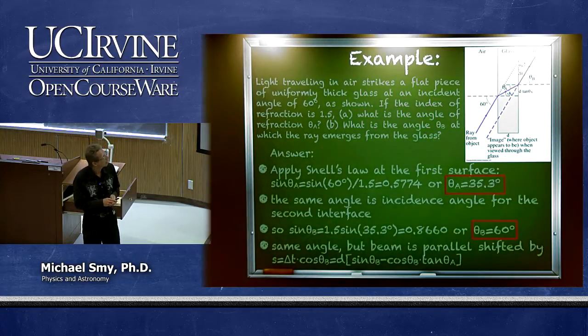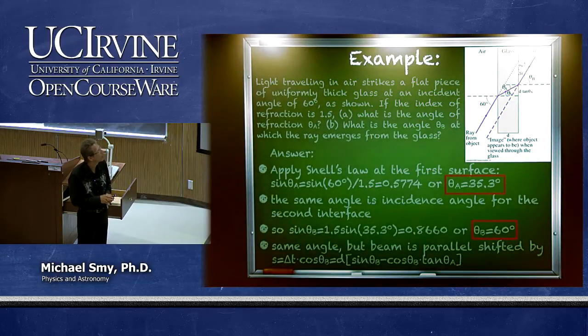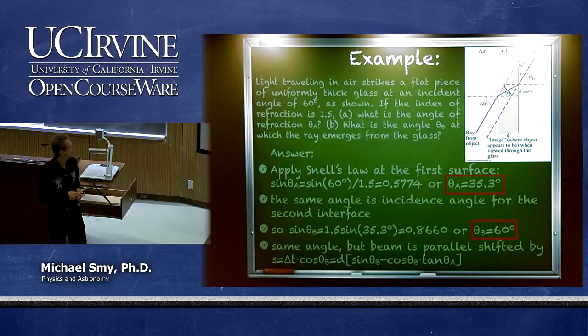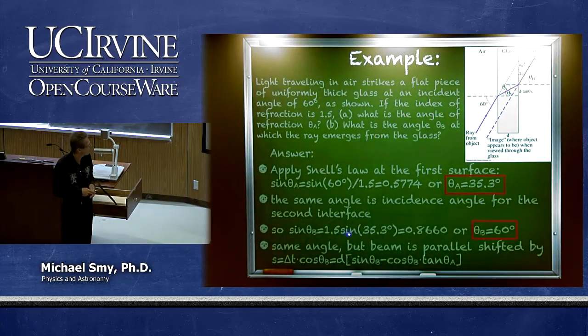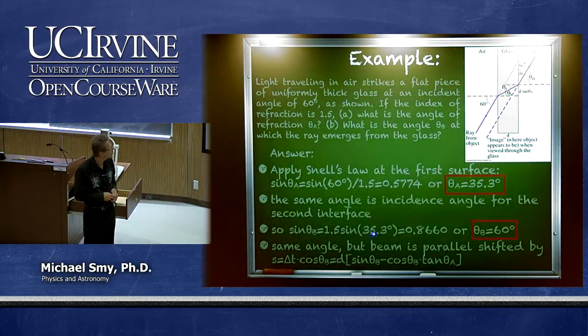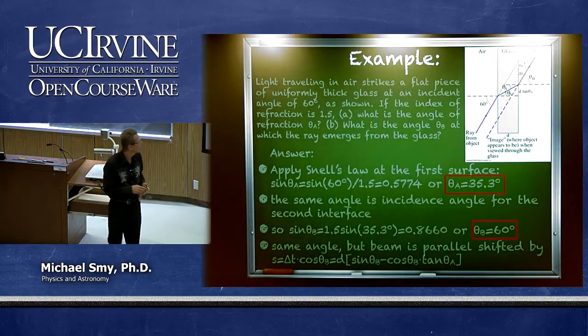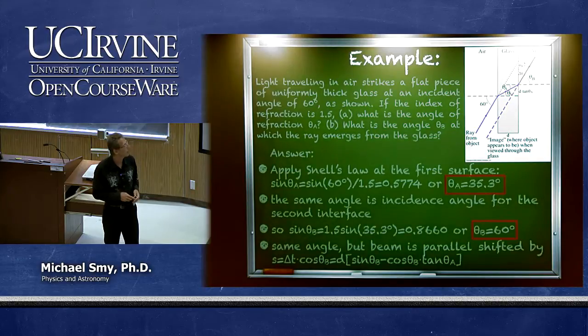Now we observe that this refracted angle theta A is the same as the incident angle for the second surface, which is located here. Therefore we know the incident angle for the second surface, and we can apply Snell's law again. This time we multiply the sine of 35.3 degrees by 1.5. If we do that, we get 0.866 for the sine of the outgoing ray, the one that goes back out into air. That means theta B equals 60 degrees again.